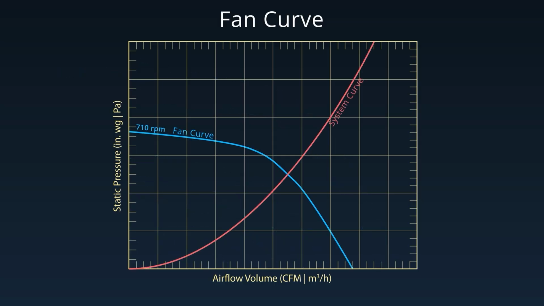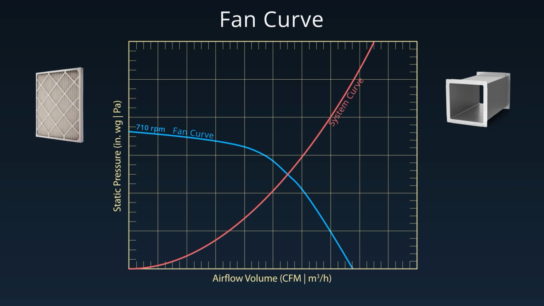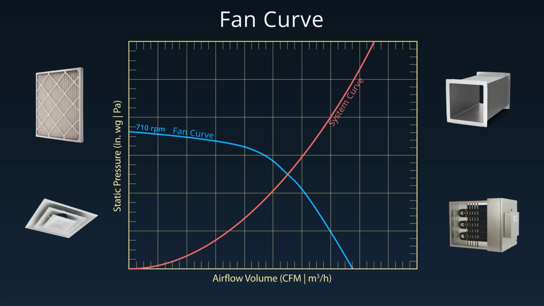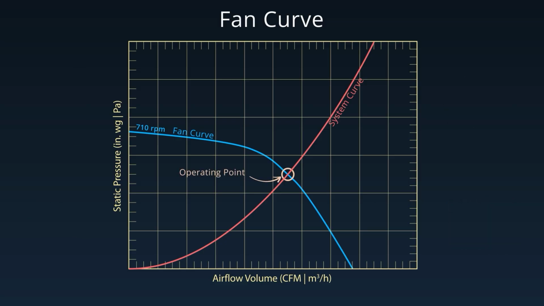The system curve, shaped like a parabola, represents the resistance of ducts, filters, coils, diffusers, and other components that restrict the airflow. The point where the fan curve and system curve cross is called the operating point.